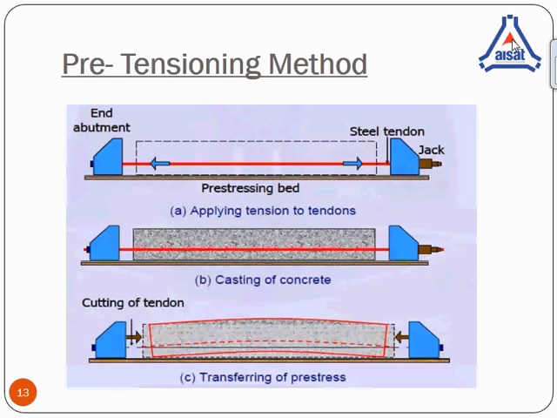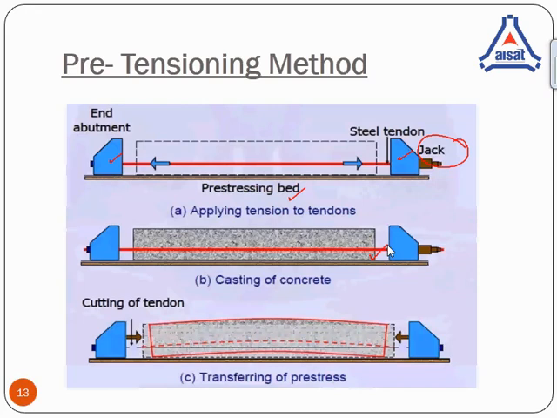Here you can see a pre-stressing bed. At its two ends you have the end abutments where the tendons are supported, and you have a tensioning device called a jack. The first thing you do is stretch these tendons apart, supported on the end abutments. Then we apply the tensioning by using jack-like devices. After that, the concrete is poured onto these stretched tendons.